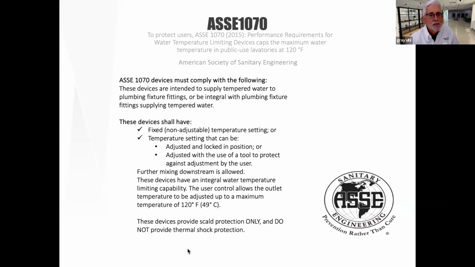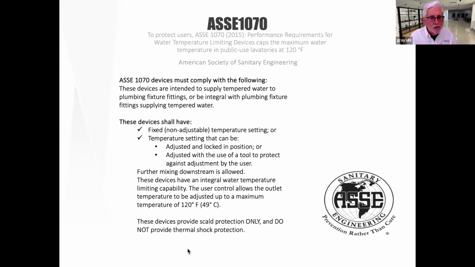These devices are intended to supply tempered water to the plumbing fitting, or the integral faucet combination. It's the tempered water, and these devices shall have a fixed, non-adjustable temperature setting, or the temperature setting can be adjusted and locked in position. These are all variations of this code, or adjusted with the use of a tool to protect against adjustment by the user. And then further mixing downstream is allowed.